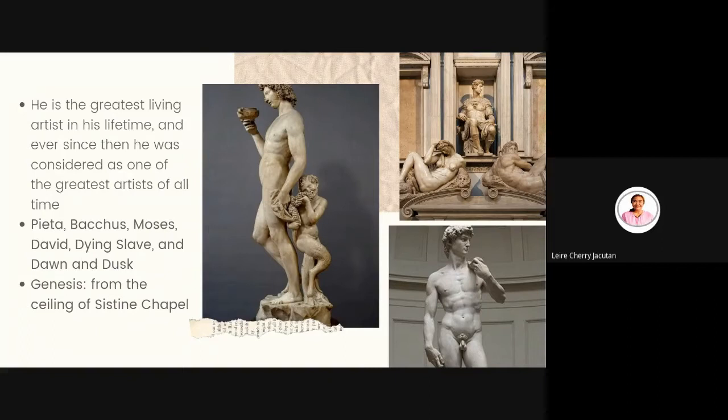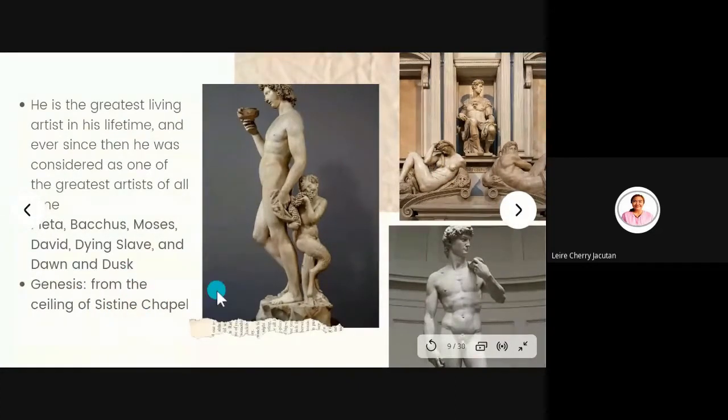So, yung mga ilan sa mga kilala niyang gawa is yan yung Pieta, Bacchus, Moses, David, ito yung Statue of David, ito yung Bacchus. And then, Dawn and Dusk, this is Dawn and Dusk. And then, of course, the ceiling of the Sistine Chapel, yung Genesis, yung nakita natin na creation of Adam. Isa yun sa mga sikat na ginawa niya.